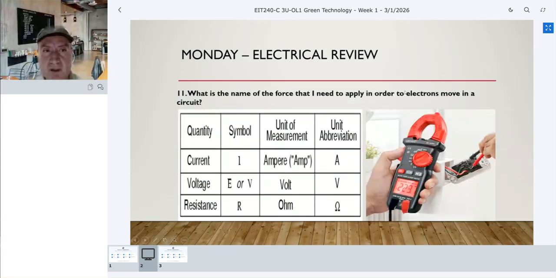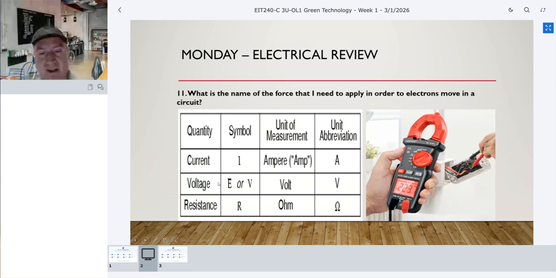Number 11, what is the name of the force that I need to apply in order for electrons to move in a circuit? One more time, this table summarizes one of the most important things. If we are looking for current, you see the current over here. This is my variable. My symbol is I, and my unit is A, right? So what is the answer for that? But the question says, what is the name of the force that I need to apply in order for electrons to move in a circuit? Looks like a current, right?